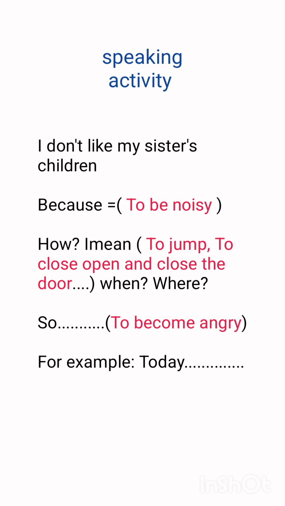In this speaking activity, students first state that the children are noisy. They should then explain what they mean by noisy, when and where it happens, and how it affects their feelings. By following these steps, they can become fluent and accurate in their responses while maintaining a logical flow rather than going off topic or simply listing ideas.